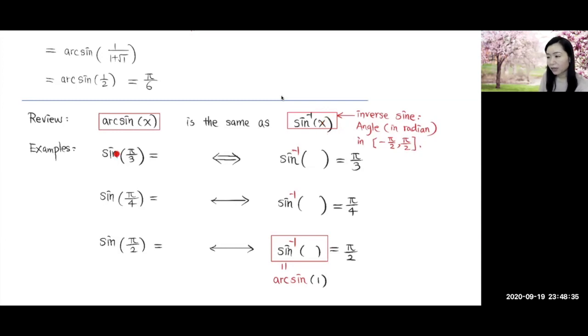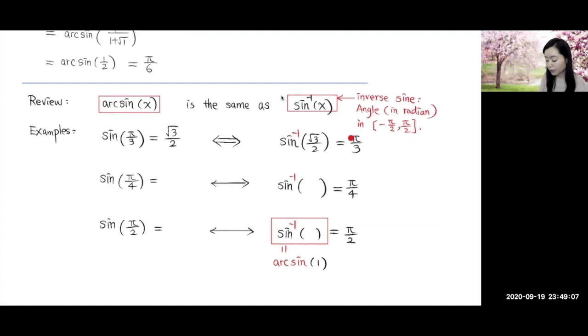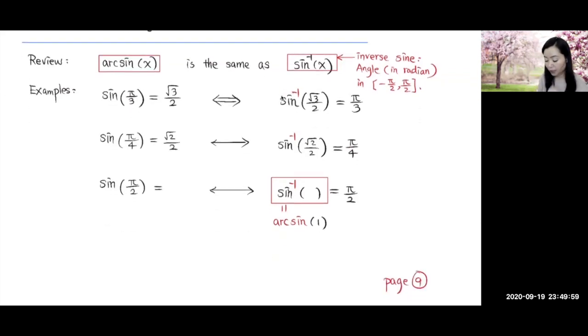For example, we know sine of pi/3 is equal to √3 over 2. Therefore, inverse sine of √3 over 2 is equal to pi/3. Pi/3 is in this interval, so it is an angle such that sine of that is equal to this number in here. Another example, sine of pi/4 is equal to √2 over 2. Inverse sine of √2 over 2 will be equal to pi/4. So pi/4 is the angle in -pi/2 to pi/2 such that sine of that is equal to √2 over 2. Okay, sine of pi/2 is equal to 1, so inverse sine of 1 will be equal to pi/2.